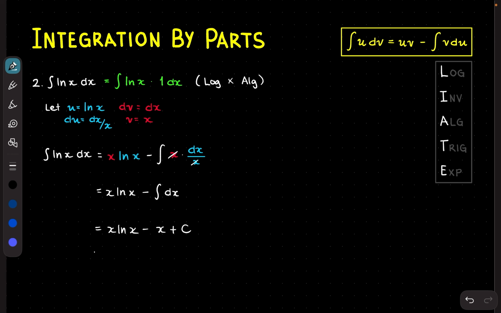So that is the answer for this problem. If you want to simplify, you can write this by factoring out x, as x times ln of x minus 1 plus c. Yeah, I think this one is correct.